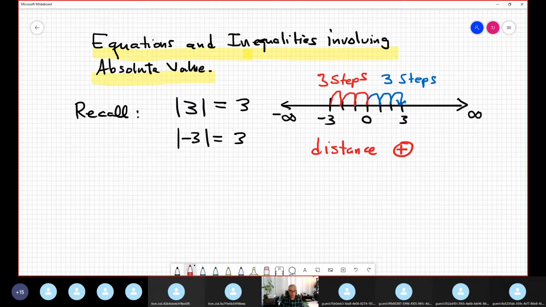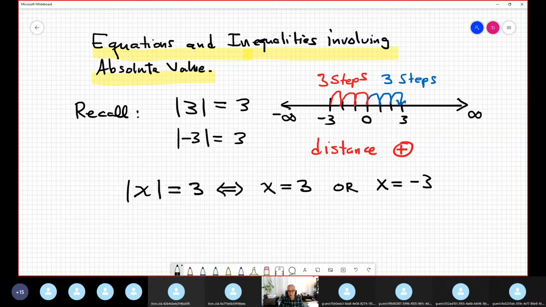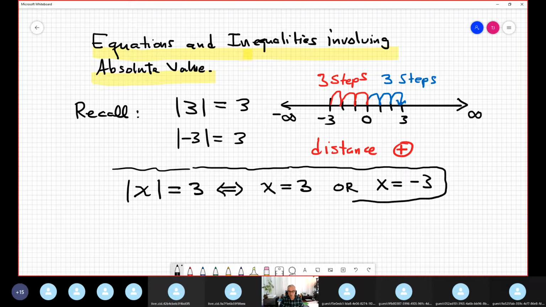This is the interpretation of absolute value. Therefore, suppose that we have this elementary equation: absolute value of x equals 3. It's obvious that this is equivalent to separating into two equations: x equals 3 or x equals minus 3. So we have two solutions. This is the idea behind solving an equation that contains absolute value.